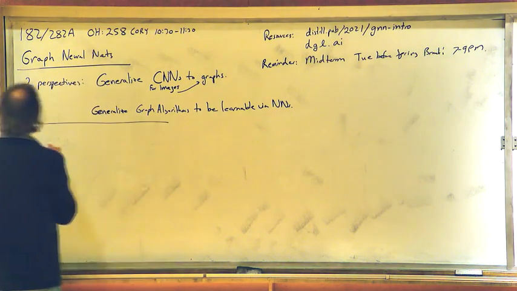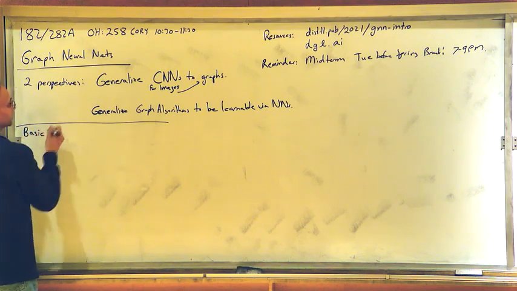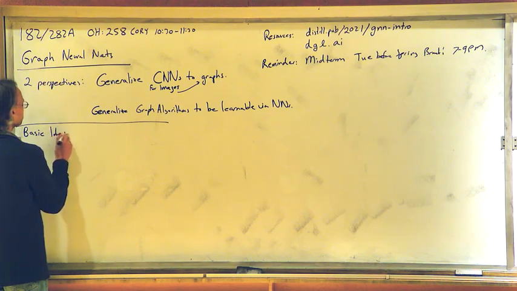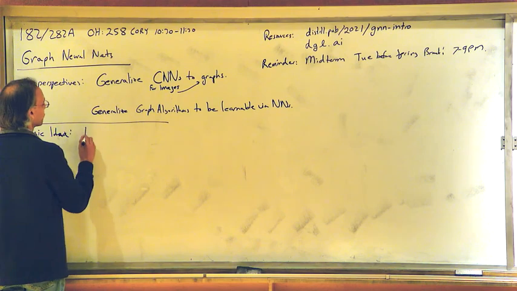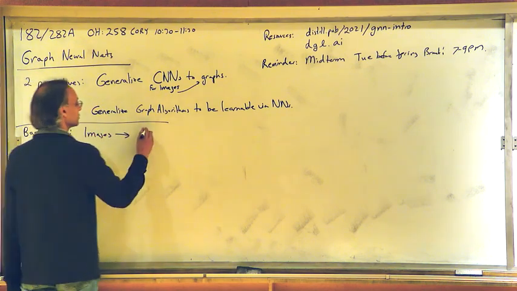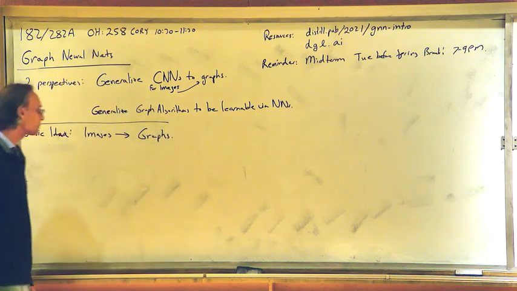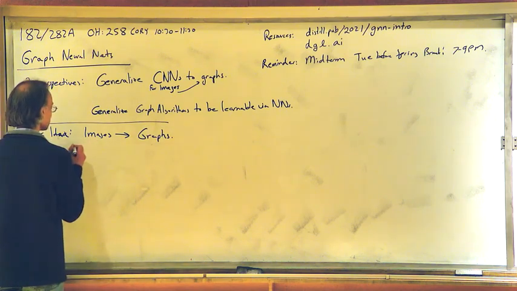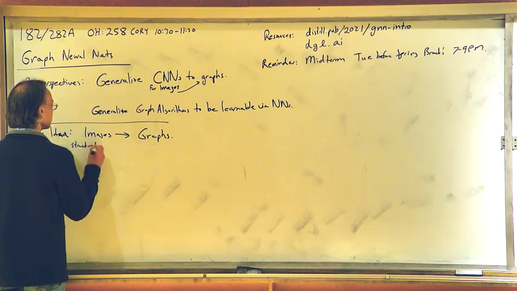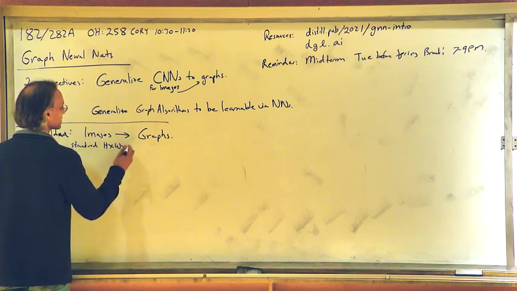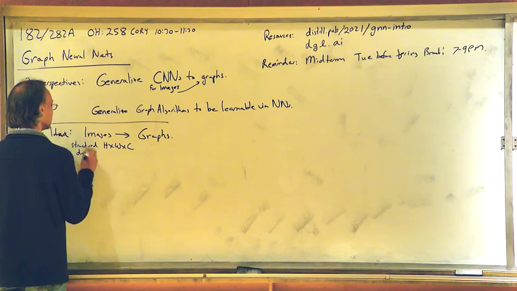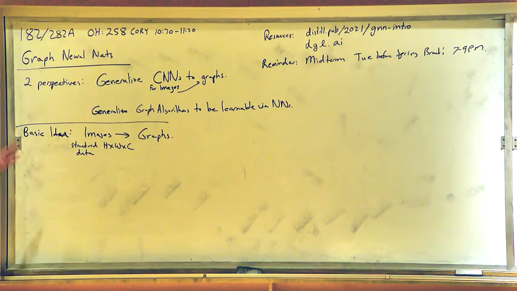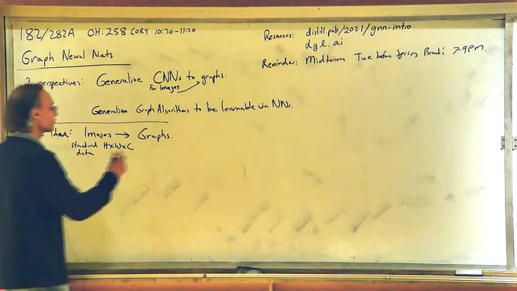The basic idea is to go from images to graphs. So what do we mean by an image? When we think of an image, the data comes to us in a very structured way. There's some height, there's some width, and there's some number of channels of data. And we want to move from this idea of images to a general idea of a graph.